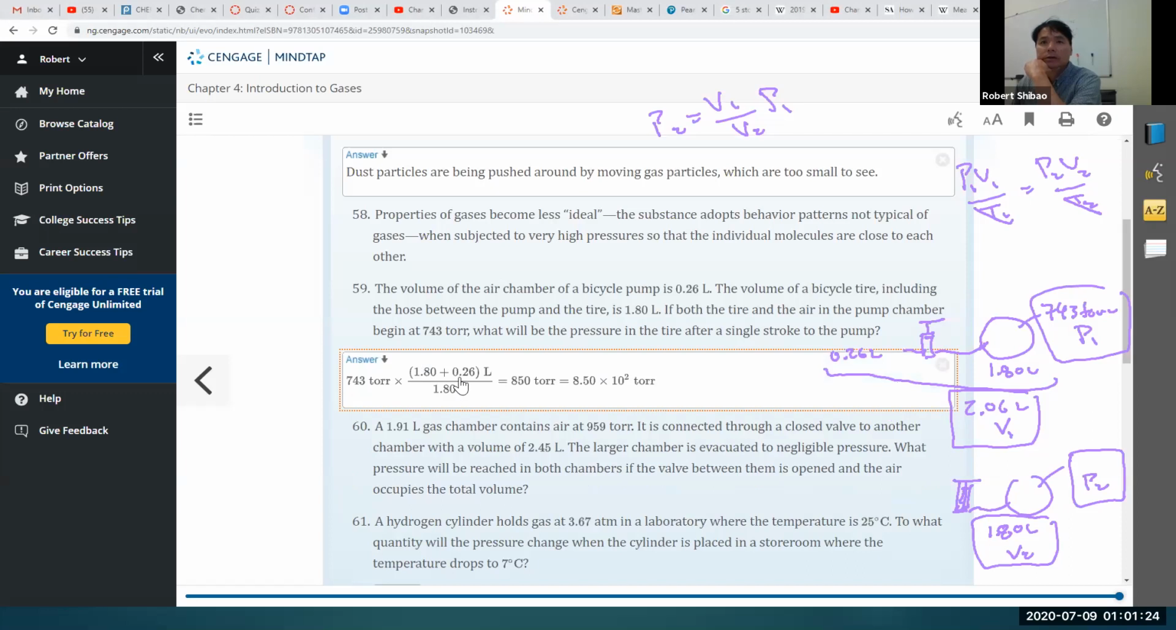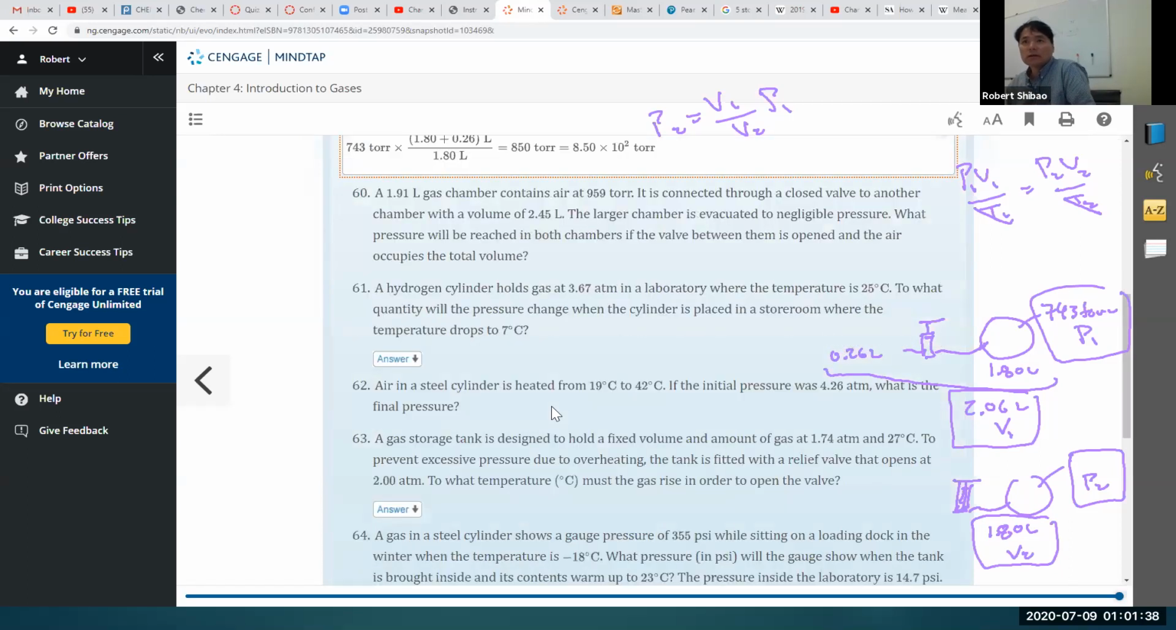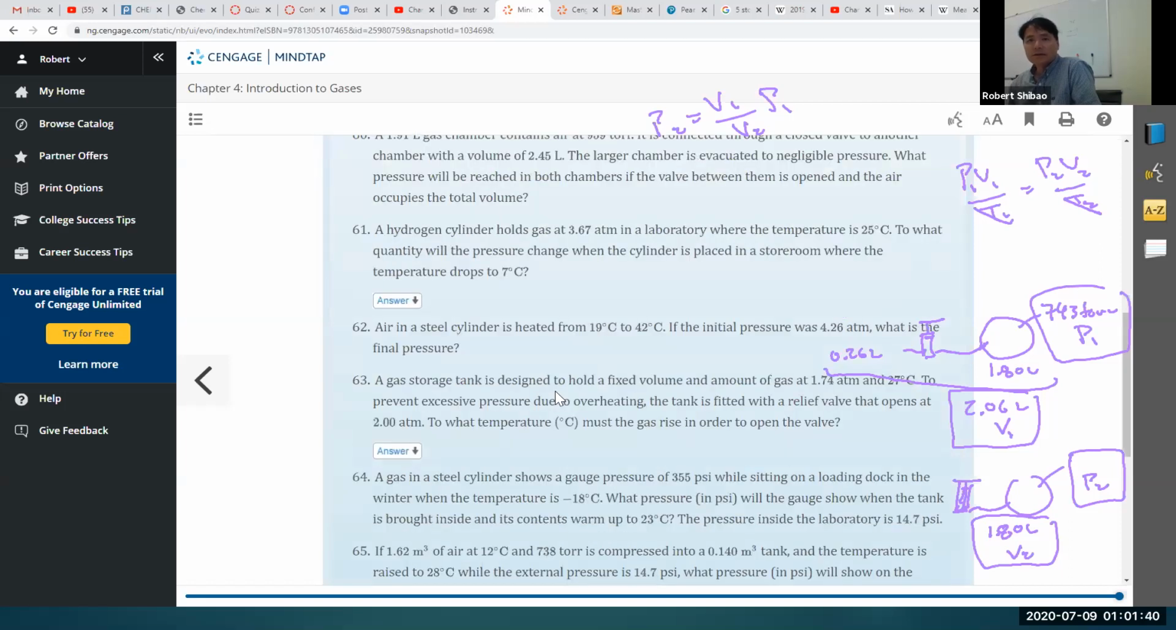So let's see what they did here. Yeah. So here's V1, it's 2.06 liters. Here's V2, 1.80 liters. Here's P1. So I went up to 850 torr. Let's see, do we have time?